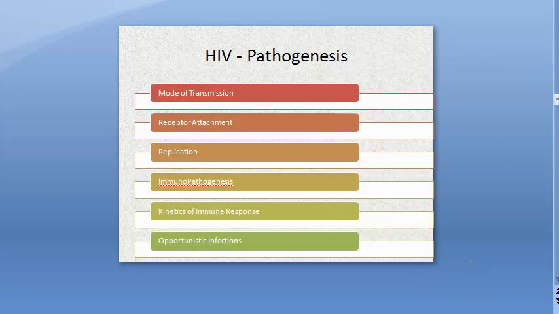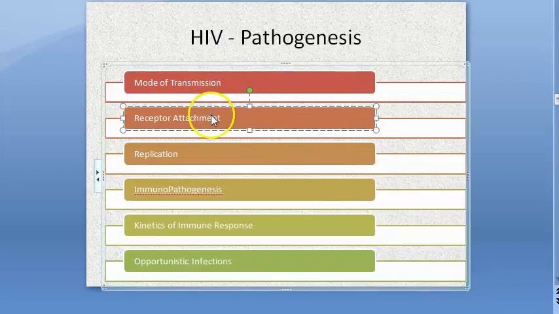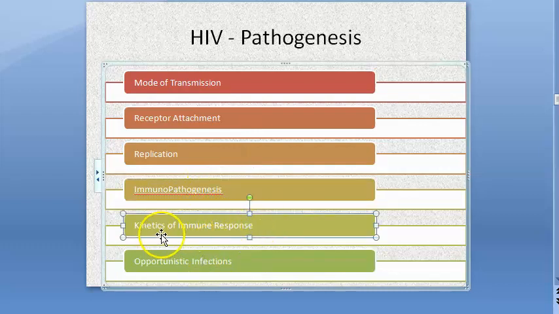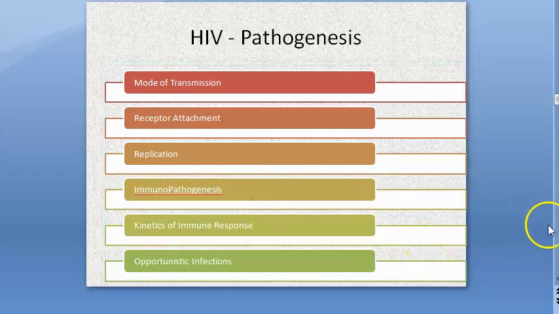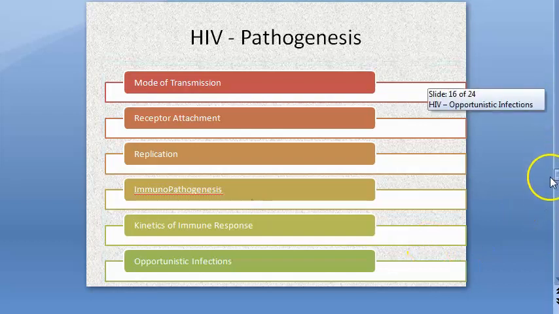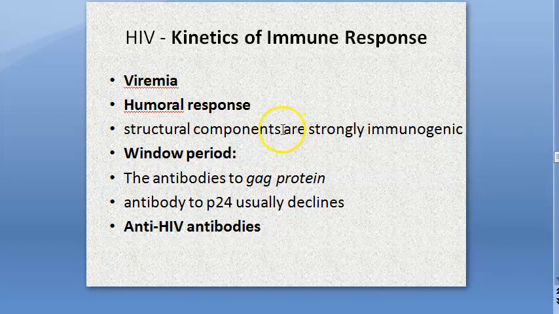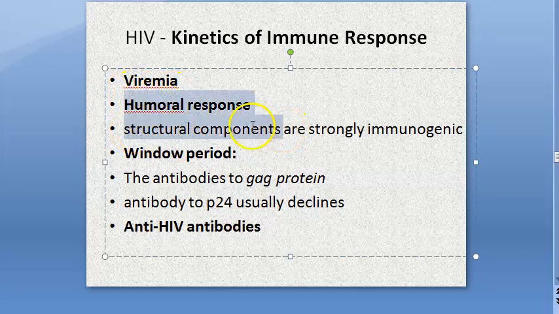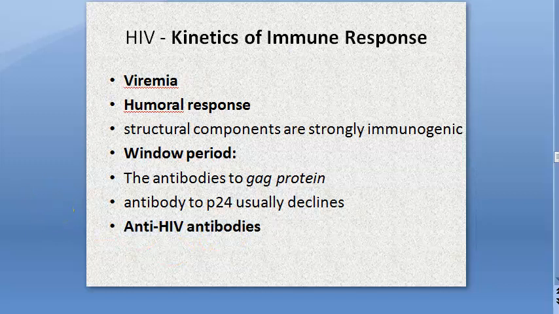So in pathogenesis, we have seen the mode of transmission, receptors, replication, immunopathogenesis, and opportunistic infection also. Now we have to look at the kinetics of immune response. In the kinetics of immune response, what exactly will you see? How viremia happens, how our body responds, the humoral response, how structural components are strongly immunogenic, how there is a window period, antibodies to GAG protein, antibodies to P24, and anti-HIV antibodies. A little about them, okay?